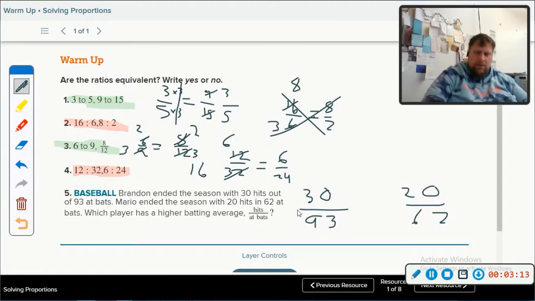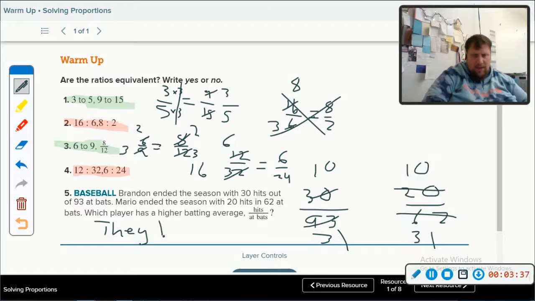Well, let's simplify them. So 3 goes into 30 10 times, and it goes into 93 31 times. Okay? 2 goes into 20 10 times. Ooh, that's promising. 2 goes into 62 31 times. Uh-oh. Which one has a higher batting average? Neither, because they both are the same. It's a word question, so it's got to have a word answer: the same average.